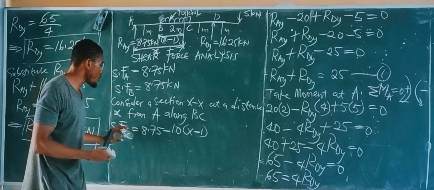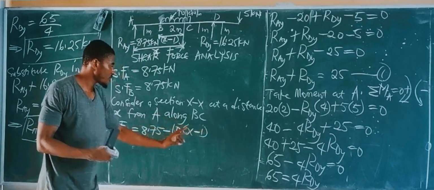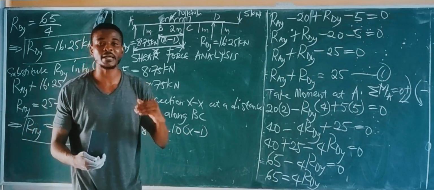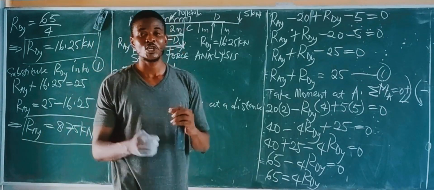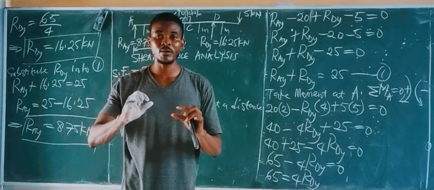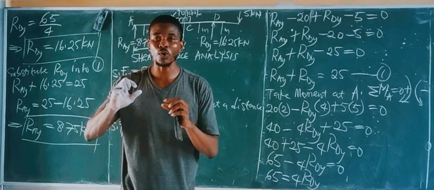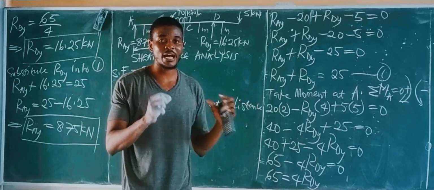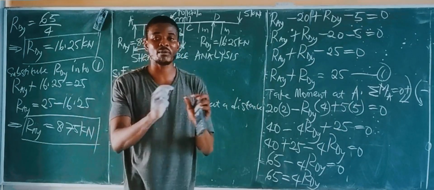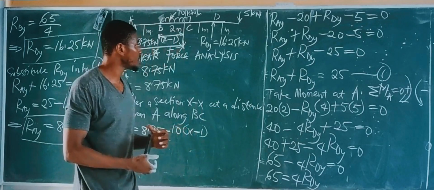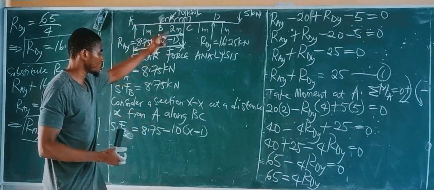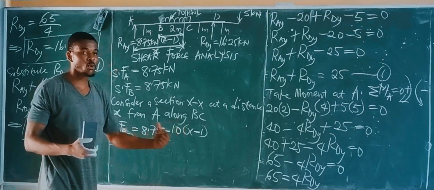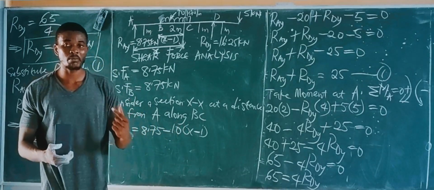Now, if we equate this equation to 0, we find the value of X. This value of X is what is called the point of maximum bending moment. So whenever there is a uniformly distributed load on a beam, there is always a need to take that section when carrying out shear force or bending moment analysis, to be able to obtain this point. Because when we equate this equation to 0, we can always obtain the point of maximum bending moment.